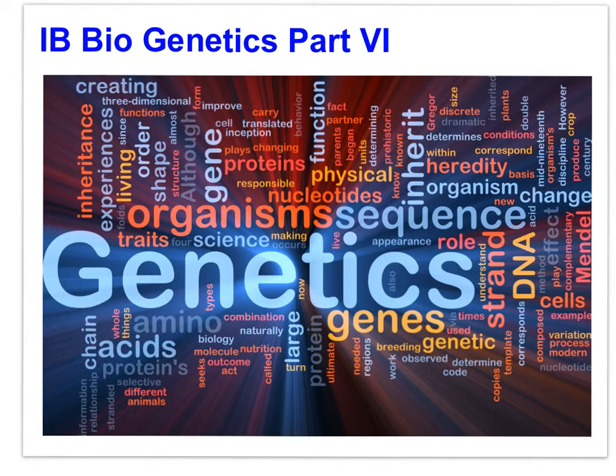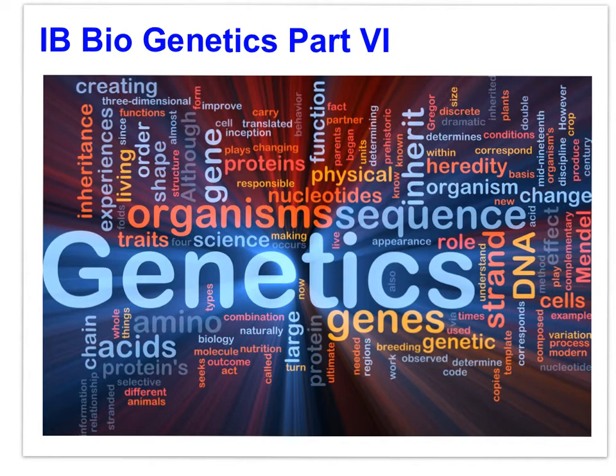IB Bio, Genetics Part 6 is a movie for HL students only. The movie will have its focus on two gene crosses, including the dihybrid cross. Near the end of the movie, polygenic inheritance will also be examined. The essential idea is genes may be linked or unlinked and are inherited accordingly.